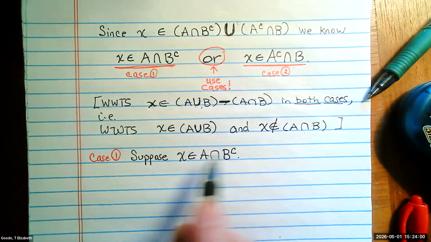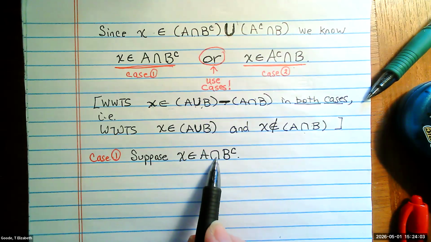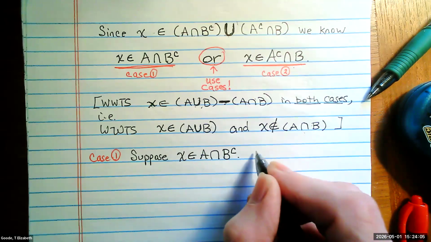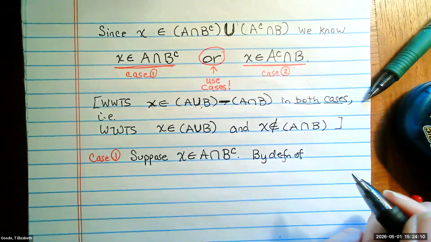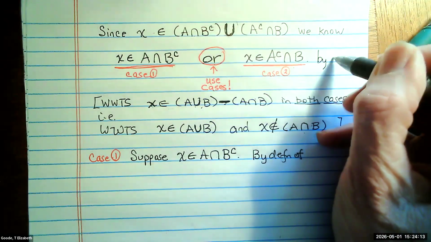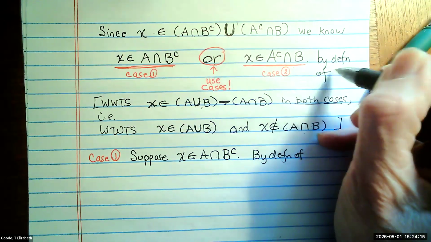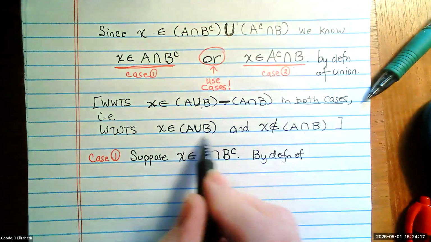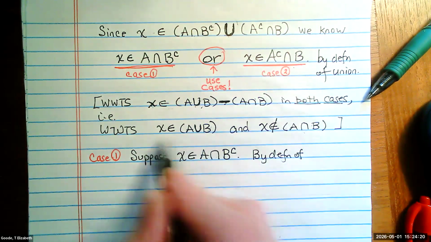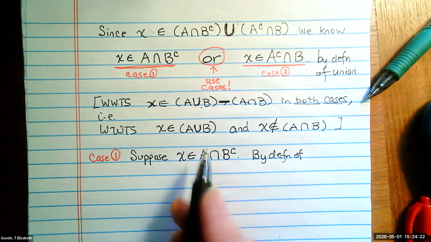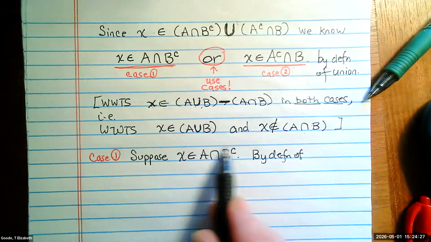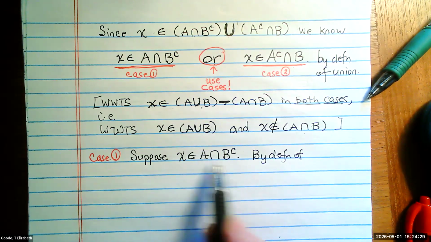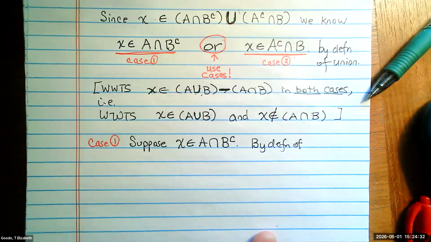So now we're going to break down what it means for X to be in A intersect B complement. So by definition of union, this is by definition of set difference, but it's a wish, so I don't have to write that. So what is the operator we're going to break down first as we try to unravel what it means for X to be in this set? What's the last operator that operates?